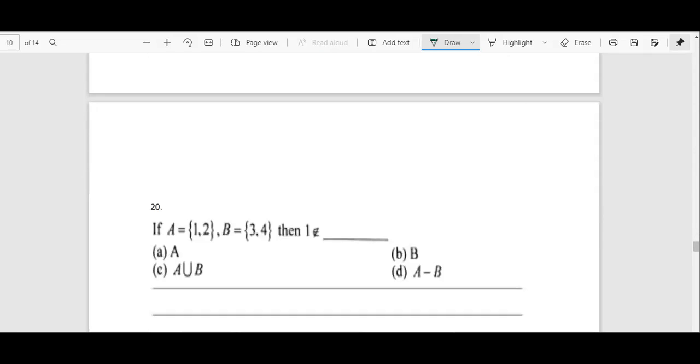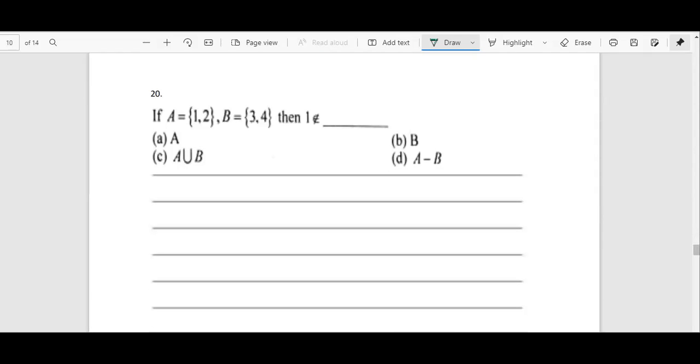Let's talk about the 20th question now. Okay. So if A is 1, 2, and B is 3, 4, then 1 does not belong to. Now, obviously, A has 1, 2, and B has 3, 4 only. So this is very obvious: if I choose the A option, obviously 1 belongs to A, so A cannot be the answer. If I talk about B, definitely B has 3, 4 only, so 1 does not belong to B. So this means that this is the answer, right?